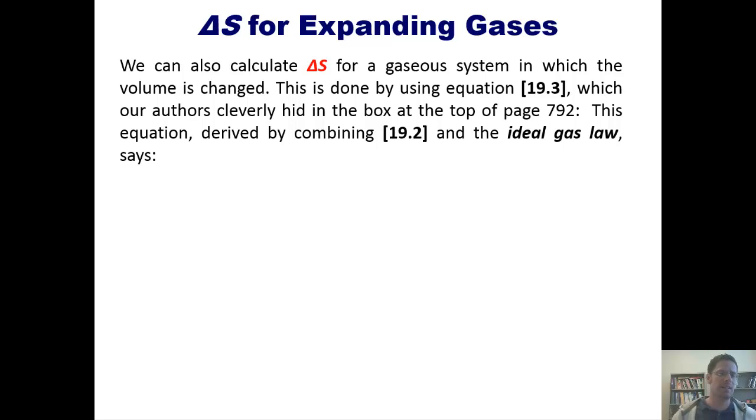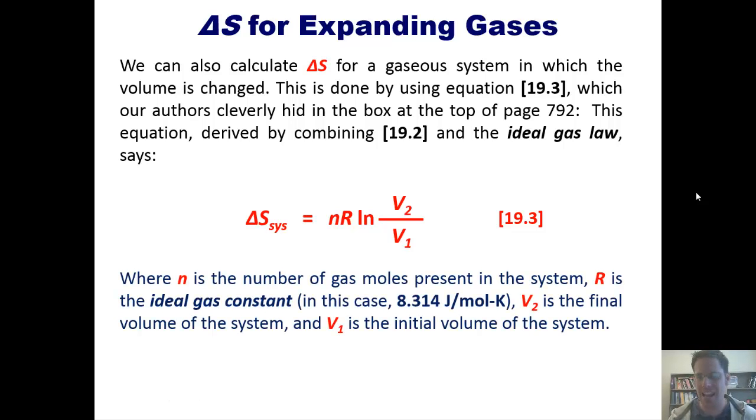We can also calculate delta S for a gaseous system in which the volume is changed. This is done by using equation 19.3 from our book, which our authors cleverly hid in a box at the top of page 792. This equation, derived by combining 19.2 and the ideal gas law, says that the delta S of any system is equal to n times R times the ln of V2 divided by V1, where n is the number of gas moles that are present in the system, R is the ideal gas constant, in this case 8.314 joules per mole Kelvin.